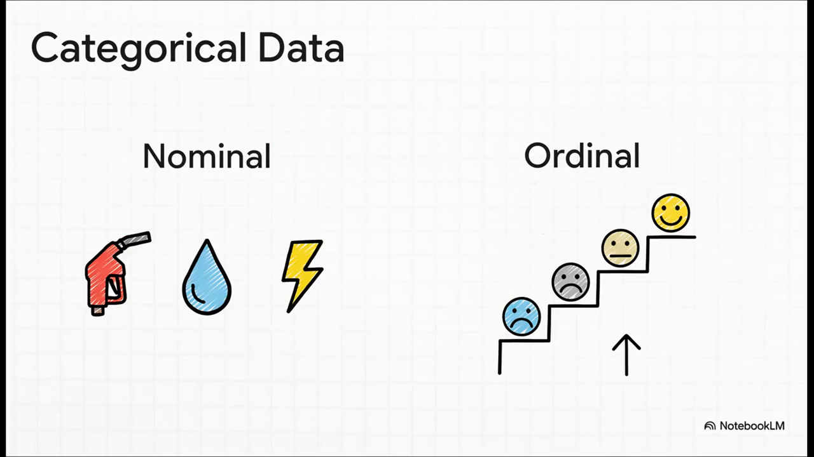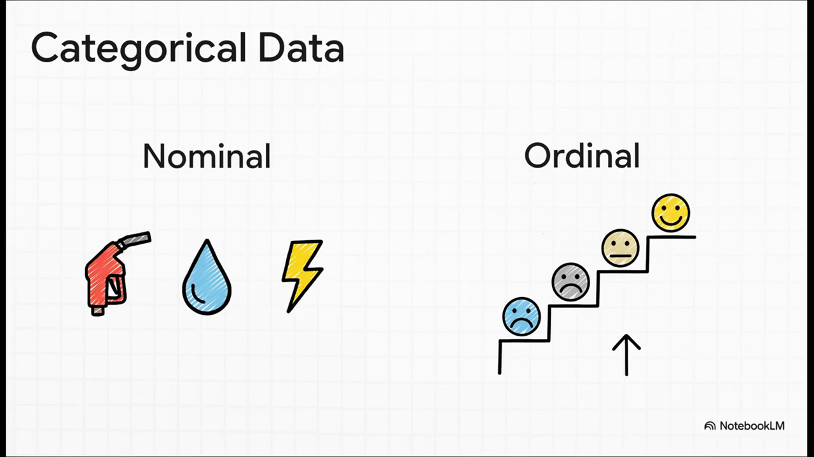Okay, so let's break down that first type, categorical data. The most basic kind is called nominal data. These are just labels, plain and simple. Think about car engines. You've got petrol, diesel, electric. There's no order to them, right? One isn't better or higher than the other. They're just different categories.